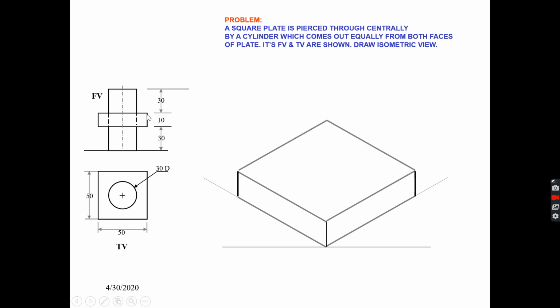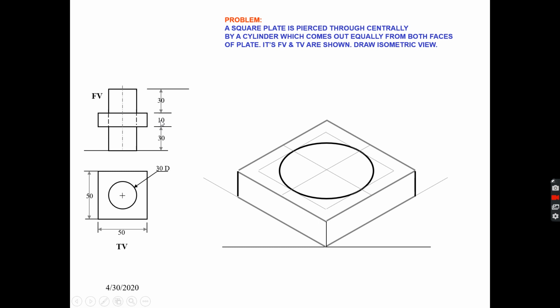Then there is a cylinder that is pierced through the square plate, and the diameter of the cylinder is 30 mm. So what I will do is first make a square of 30 mm side whose center is the same as the center of the square plate. Then I can draw the circle inside the plate.